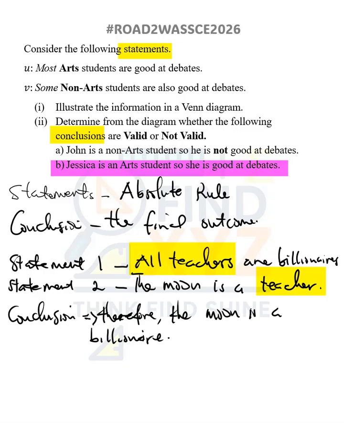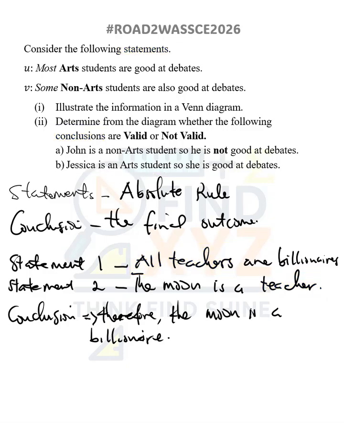And statement 2, the moon is a teacher. What was the conclusion? What was the final outcome? The final outcome is the moon is also a billionaire. If all teachers are billionaires and the moon is also a teacher, then the moon has no option than to follow the structure. So the moon is part of teachers, and since all teachers are billionaires, definitely the outcome is that the moon will also be a billionaire. So that is what statement is, and that is what conclusion is.